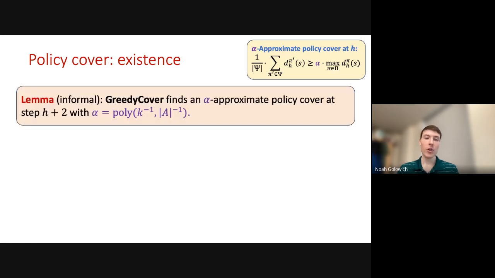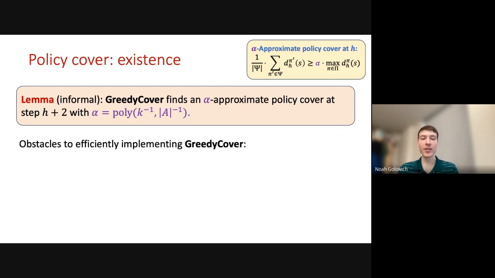Okay, so what we can show is that this procedure, greedy cover, finds an alpha-approximate policy cover at step h+2, where the parameter alpha scales as a polynomial in 1 over k, the number of actions. Now you'll notice that there's a little bit of an inconsistency here, that this says step h+2. It turns out that this is due to some technical issues which arise as a result of the fact that there's some error probability in greedy cover. We have to take a uniformly random action at step h+1 to deal with this error probability, but that's not actually that important for the purposes of this talk.